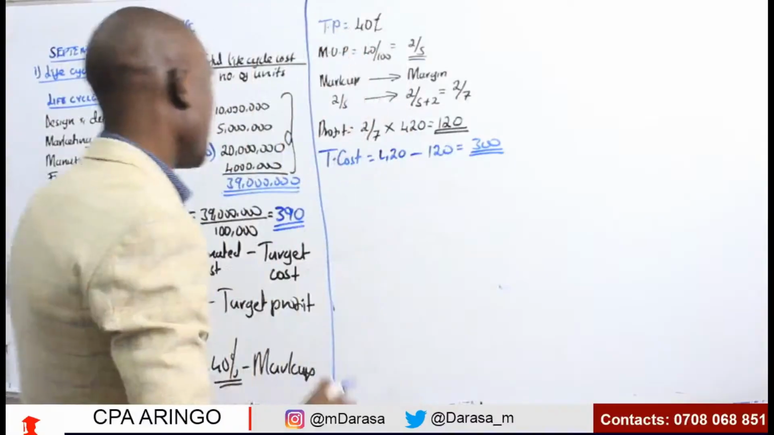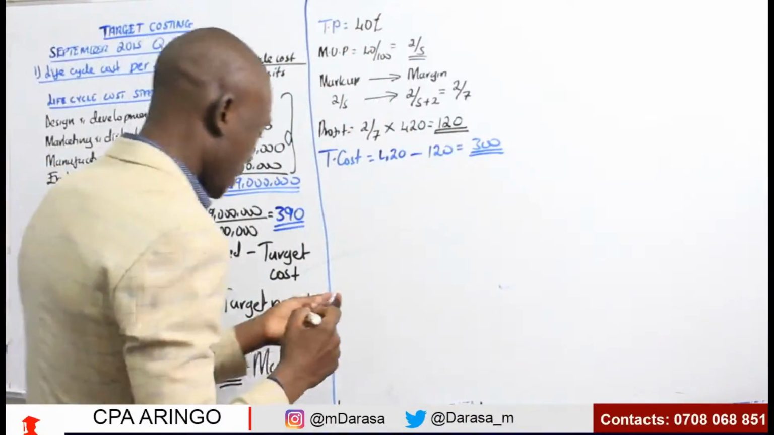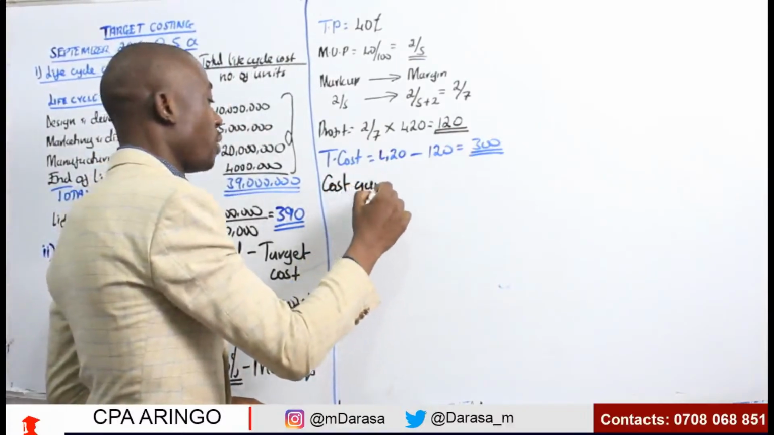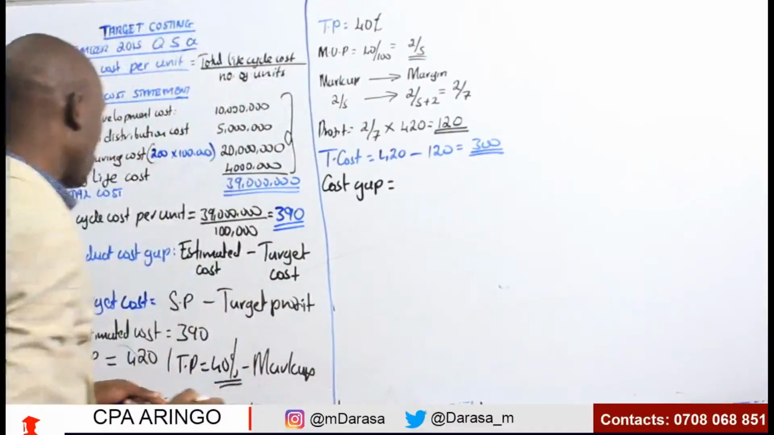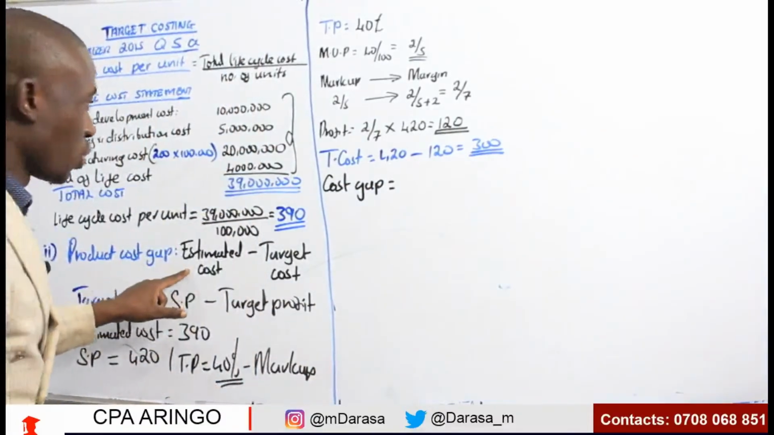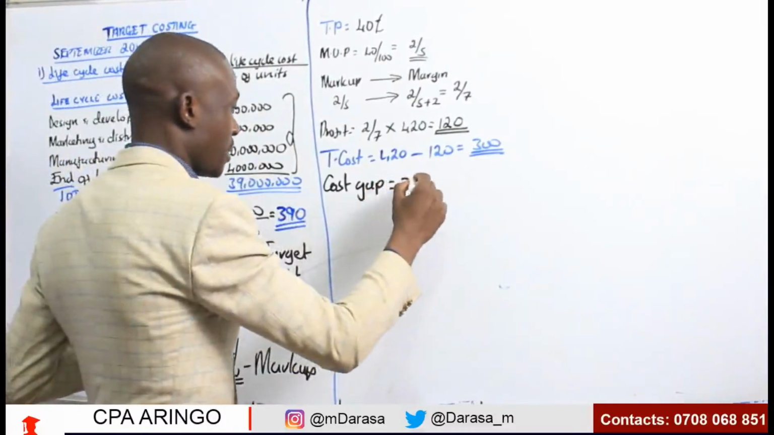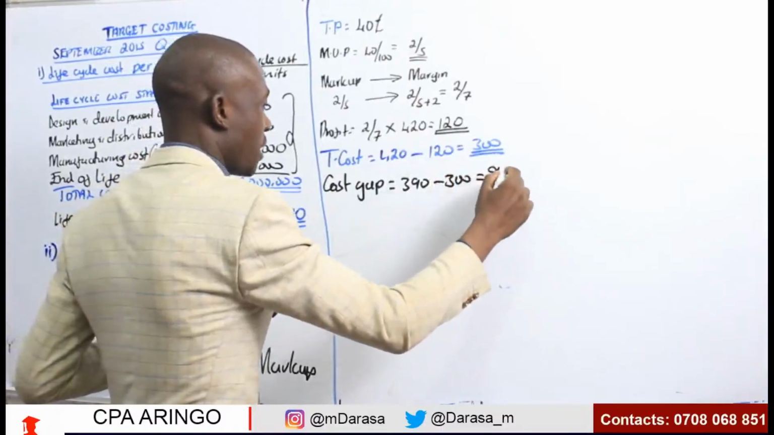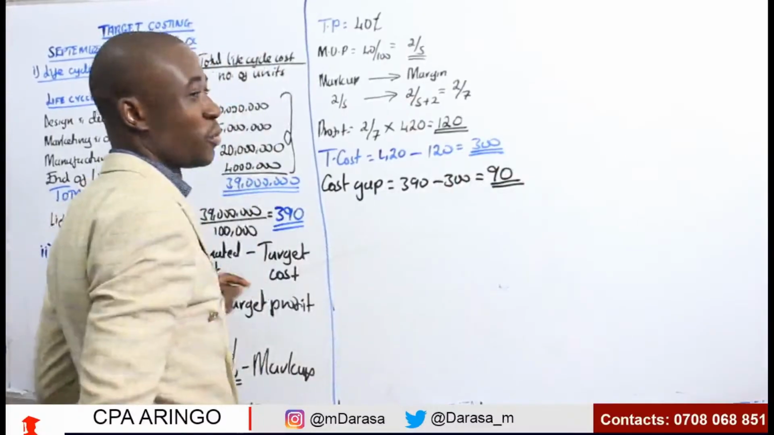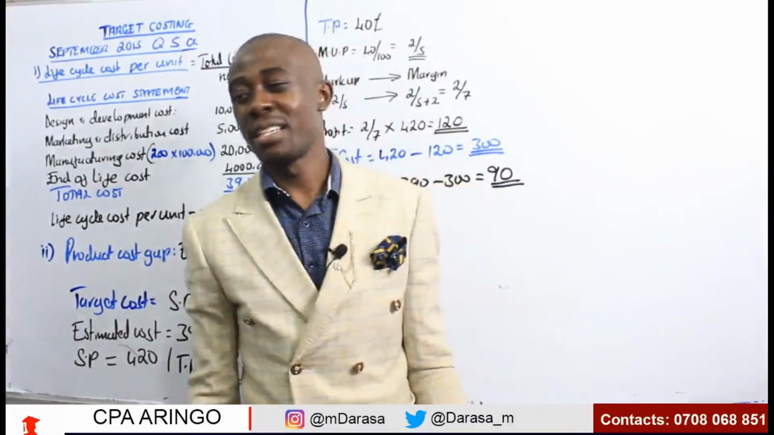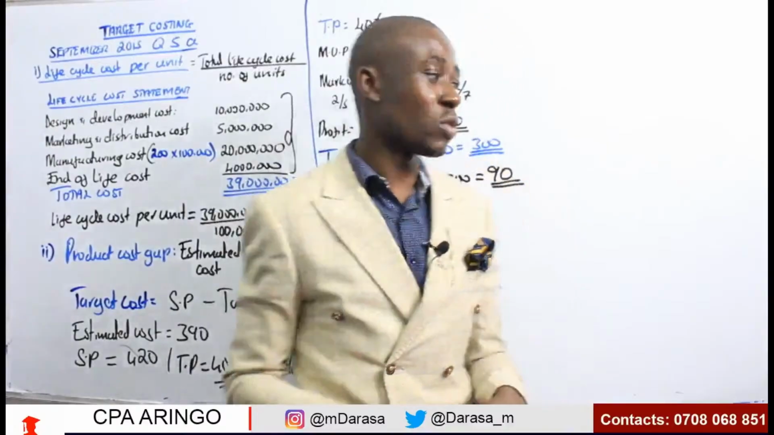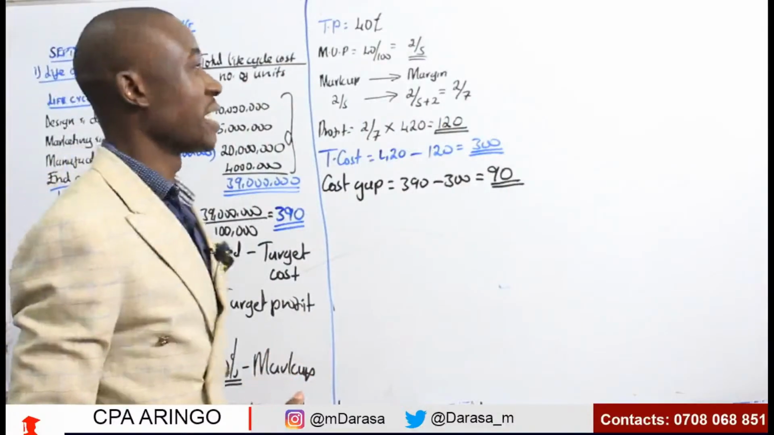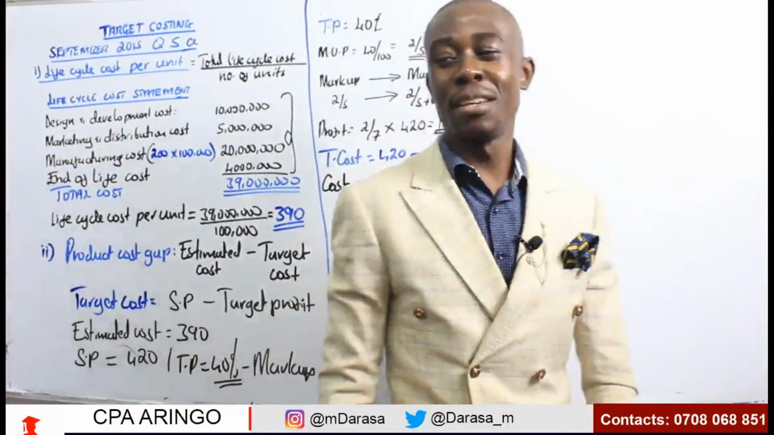So the moment you have a target cost of 300, can we then determine our cost gap? My cost gap will be my estimated cost, which is 390, less our target cost, which is 300. So my cost gap is 90. And that is what the examiner wanted us to determine in that question. As simple as that, my good students.